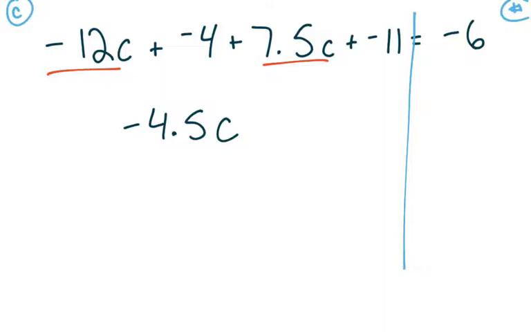I also know that I can combine my numbers because numbers go with numbers. So I have a negative 4 plus a negative 11, which gives me negative 15. So that equals negative 6. Remember, I didn't touch anything on the right side of my equation yet.